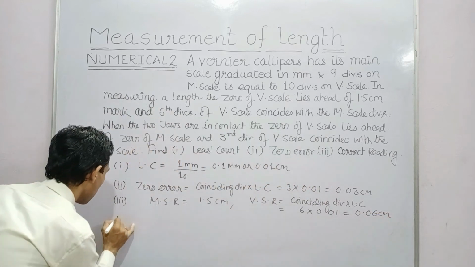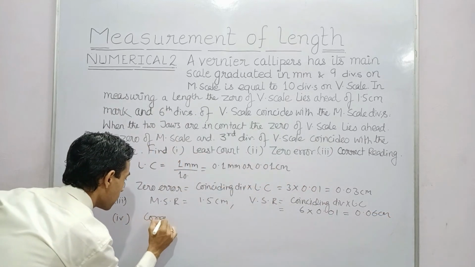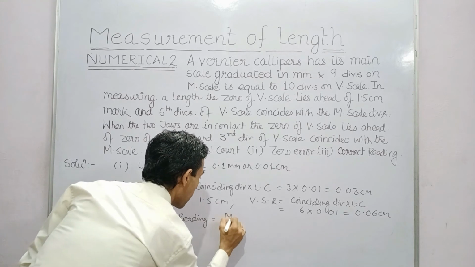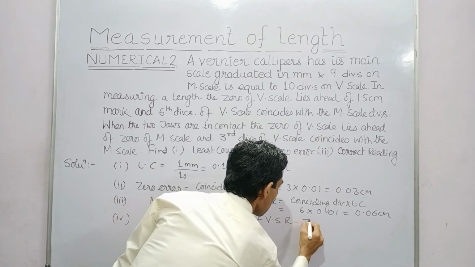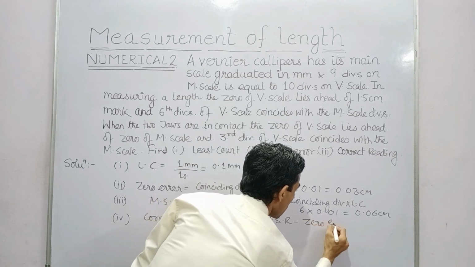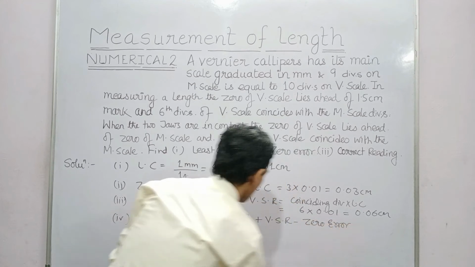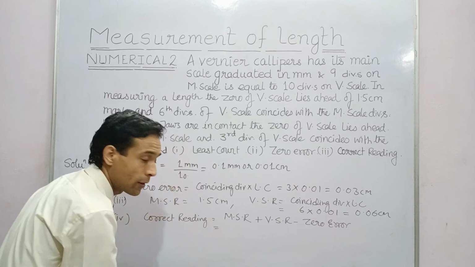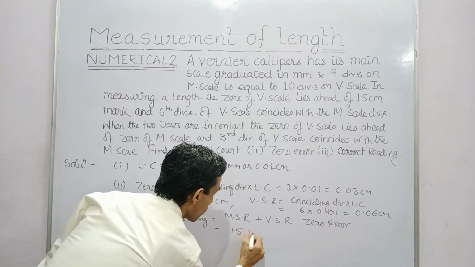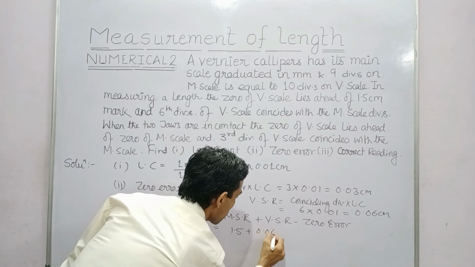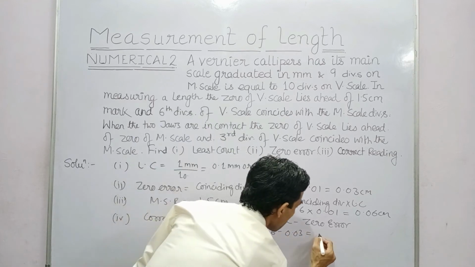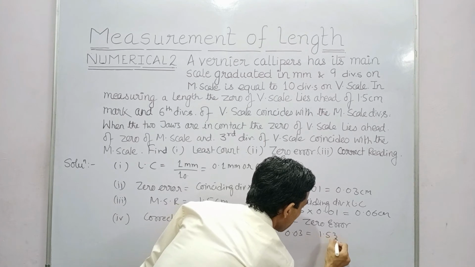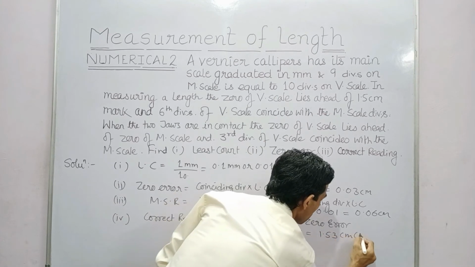Therefore the correct reading is main scale reading plus vernier scale reading minus zero error. So what is the main scale reading here? 1.5, vernier scale reading 0.06, zero error 0.03, all are in centimeters. So finally here the answer is 1.53 centimeters.